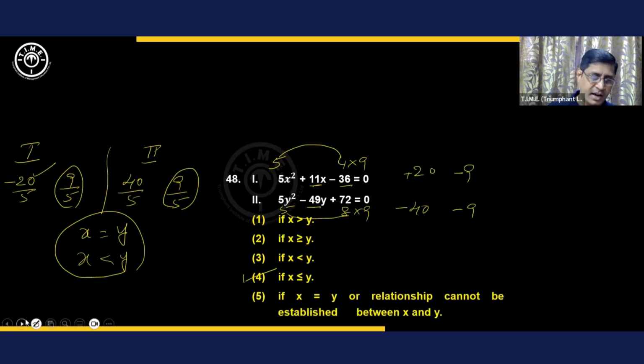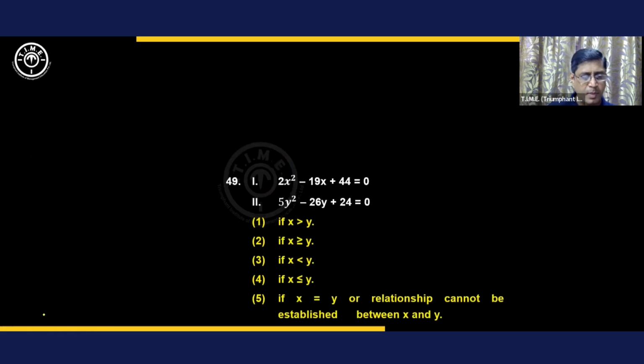Choice 4 is the correct answer for this example. Now look at the next question. 2x square. I'm taking here 2 and 44. 44 means 11 into 4. 11 into 4 means, now simplify, minus 11 minus 8. 2 into 4 is equal to 8.